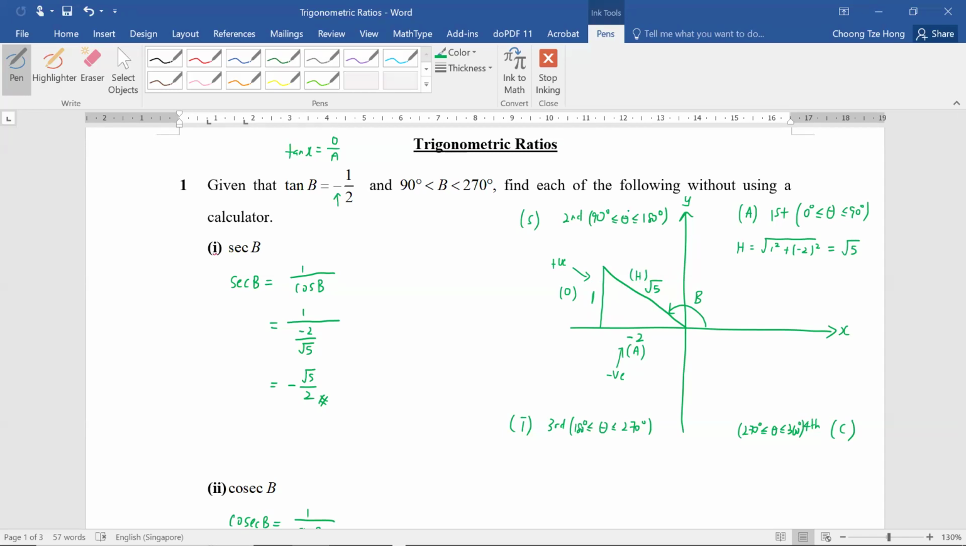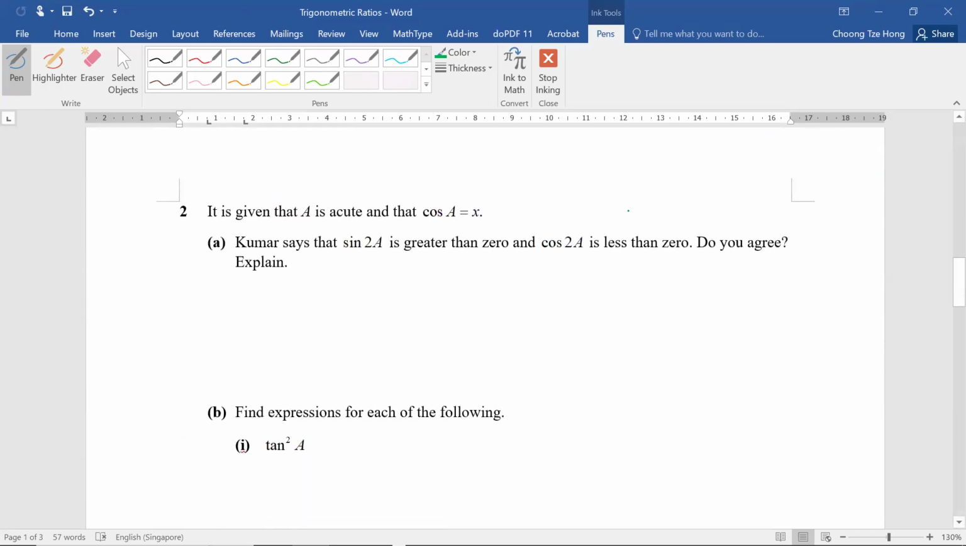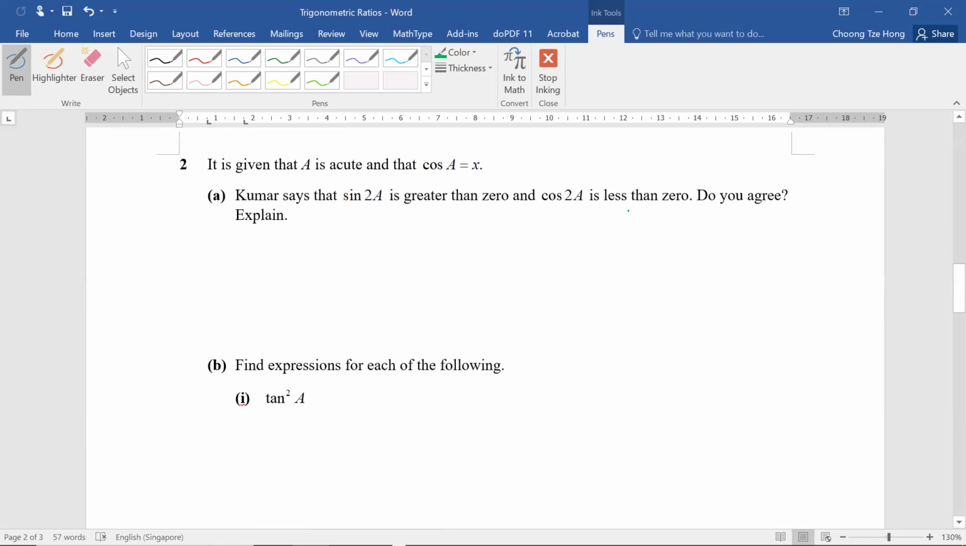So let's take a look at the second question, which is more challenging, all right? So question 2 goes, it's given that A is acute. So A is acute means 0 to 90, right? So in the first quadrant really. So in this question, we are directly told A is in the first quadrant. Then cosine A is equals to x, right? So this question is more difficult because this is not a number, but it's just x. And x is just actually x over 1, right? So Kumar says that sine 2A is greater than 0 and cosine 2A is less than 0.